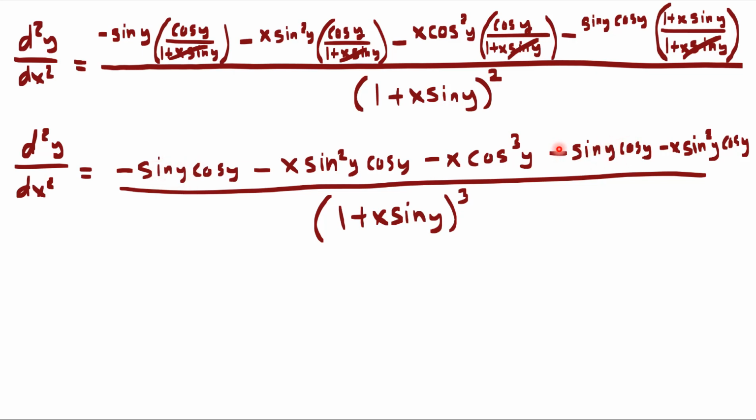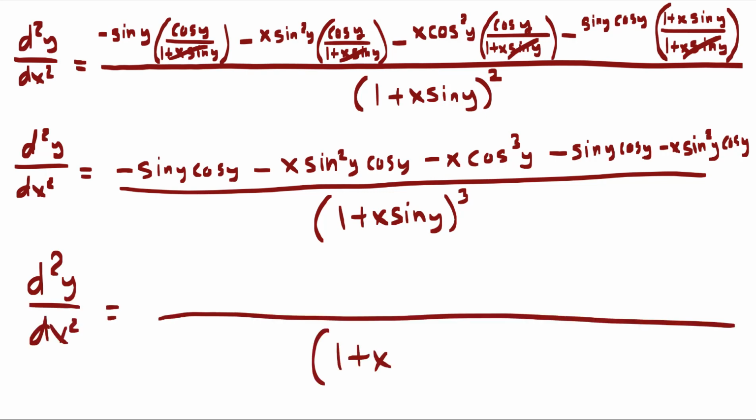Sine y cosine y with a minus in front. Minus sine y cosine y. Love it. So let's go for it. Let's put this guy in front. Okay. Let's write our denominator out so we don't forget this guy. So how about minus 2 sine y cosine y? And then I think that is it. Let's see if there's anything else.